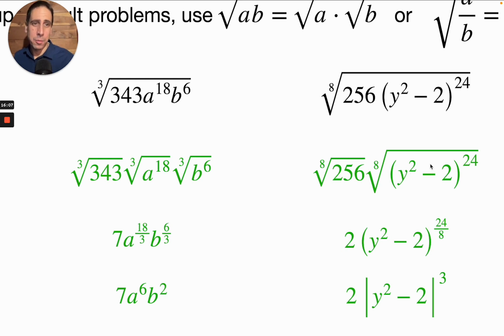And because it's a variable expression, I'm just going to use the fractional exponent. The numerator is 24 here, and the denominator is 8, and 24 divided by 8 is 3. And check it out, it follows the even, odd pattern, so we need absolute values: 2 times the absolute value of y squared minus 2. If you ever get a negative number inside these parentheses, you have to make sure it turns into a positive one.